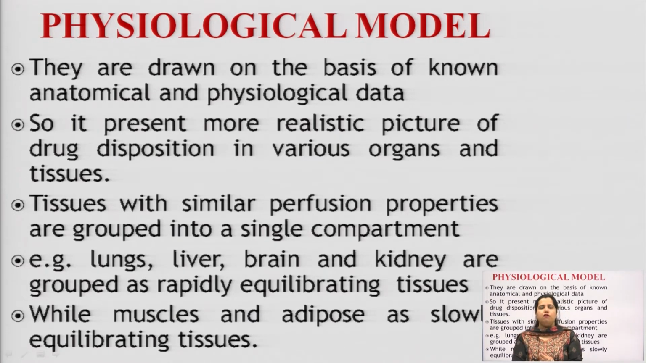So, based on the anatomy of the organ and its nature, we can consider it as one compartment. Tissues with similar perfusion properties are grouped into a single compartment. For example, lungs, liver, brain, and kidney are grouped as rapidly equilibrating tissues, as they are highly perfused. All these organs can be taken as one compartment, because the binding and distribution pattern of the drug in those organs are similar. While muscles and adipose or fat tissue are slowly equilibrating tissues. These are summed up as a different compartment which has a different blood flow profile and binding affinity towards the drug. So, based on these physiological variations, we can group different organs into similar compartments.